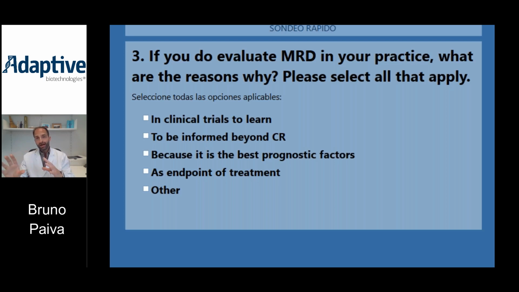Now, for the other half of you that evaluates MRD in your practice, what are the reasons why? And again, please select all that apply. In clinical trials to learn, to be informed beyond complete remission, because it is the best prognostic factor, because it is an endpoint of treatment, or other reasons. Please vote.